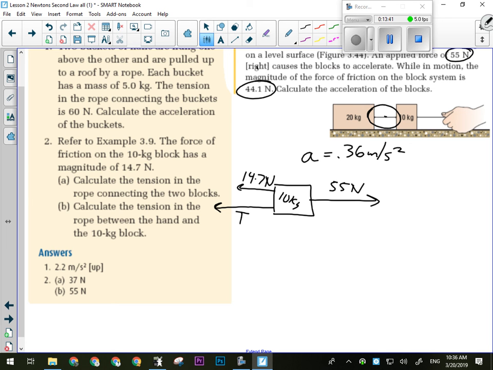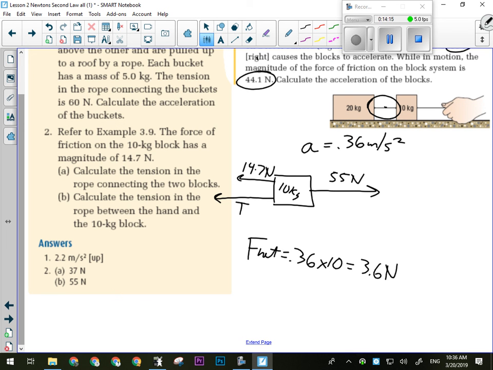Right now, I know the acceleration of this box, and I know its mass. What can I find out about it? I can find the net force acting on just this box. So I'm going to do that first. F net is going to be 0.36 times 10 kilograms, mass times acceleration. That's going to give me 3.6 newtons as my net force. That's the net force acting on the 10 kilogram box. What's the other way to calculate net force?